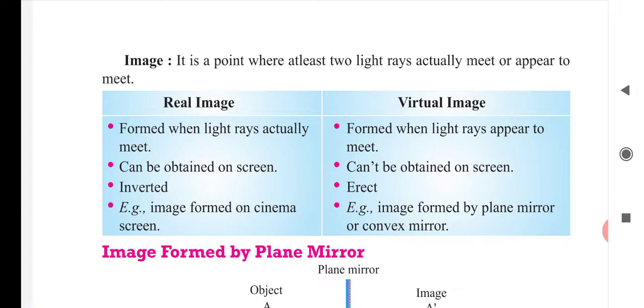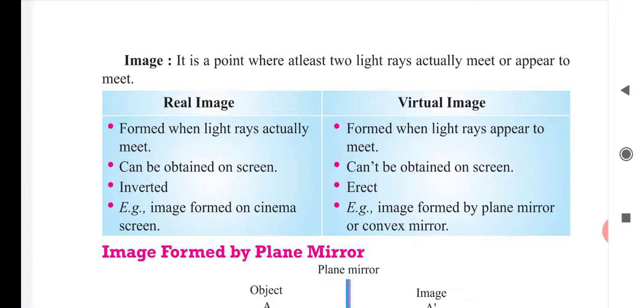Okay, so the next difference is that a real image can be obtained on a screen, whereas a virtual image can't be obtained on a screen. Real image can be obtained on a screen means, you might have seen in the cinema screen, when you go to a theater you will see the picture on the screen. So that kind of image we call a real image.